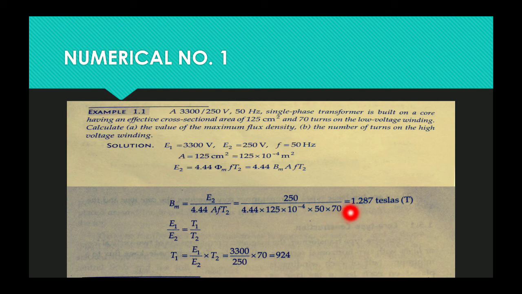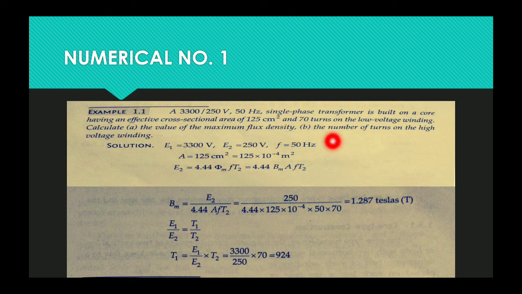So it is equals to 1.287 Tesla or Weber per meter square, that is the flux density. So from that equation we can find out the flux density.